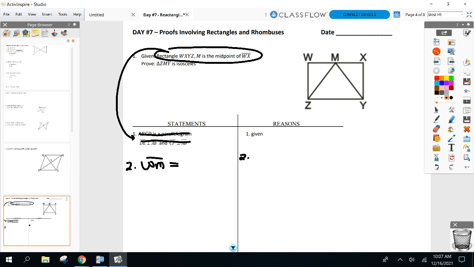Okay, let's put that in there first before we get to the rectangle business. So WM congruent to MX, definition of a midpoint. So that gives me a pair of sides.